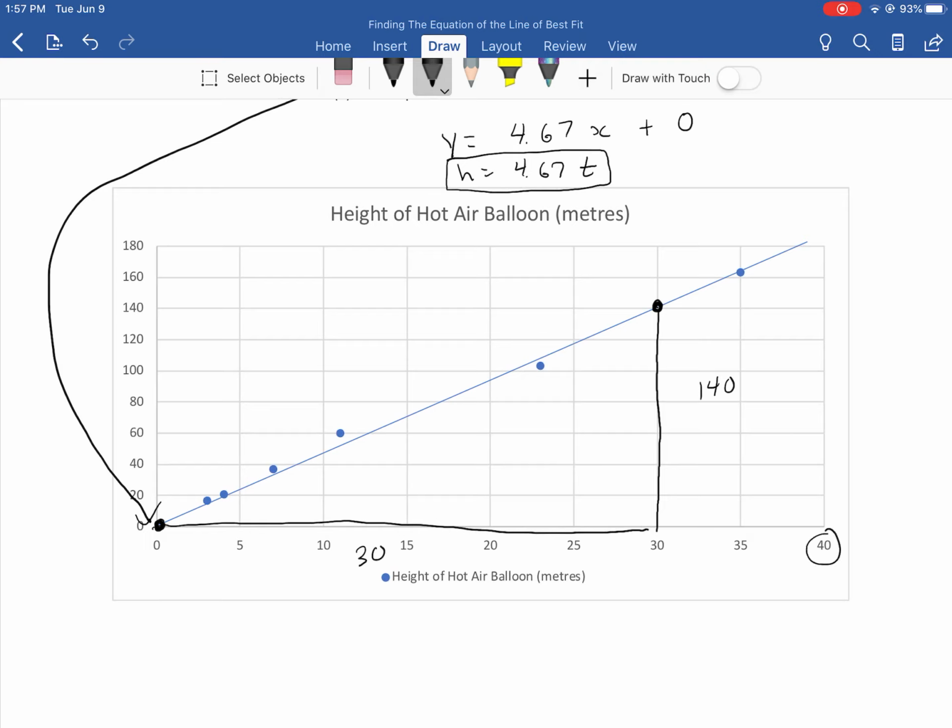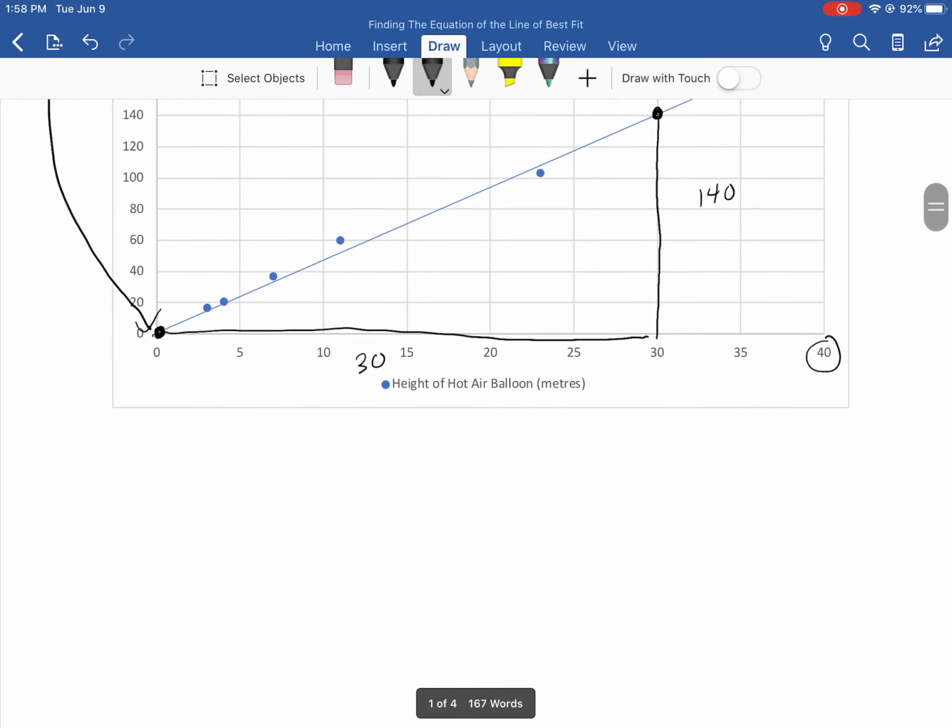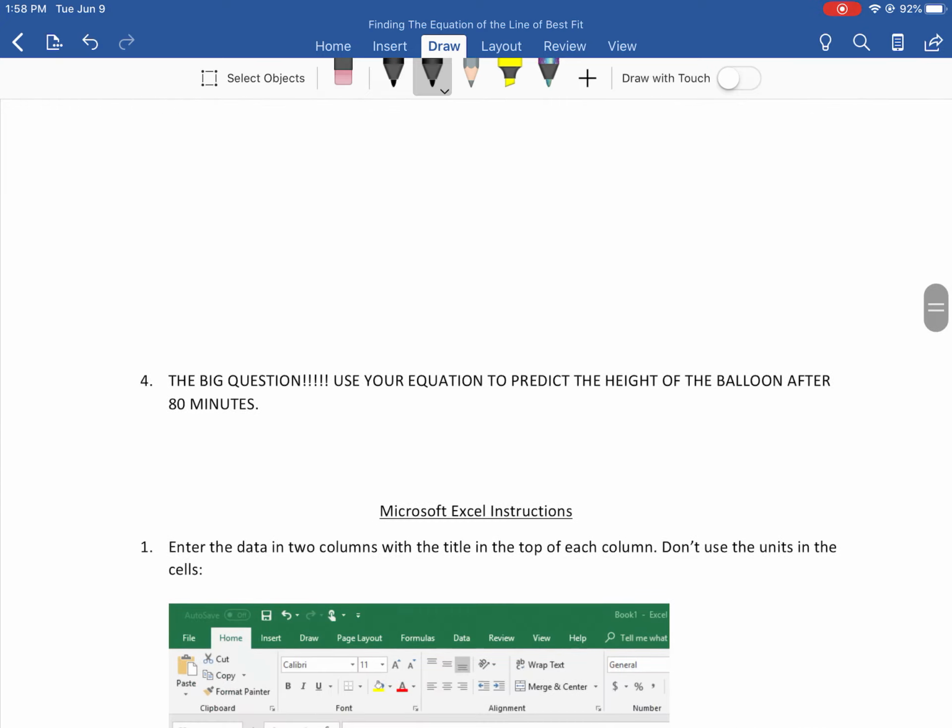This is the whole point of finding the equation of the line of best fit, because we don't want to have to graph on and on forever. We want to be able to make predictions easily without having to draw the graph forever, and this equation will do that. My equation says h equals 4.67t, and it said after 80 minutes, I don't need to go any farther with the graph, 4.67 times 80.